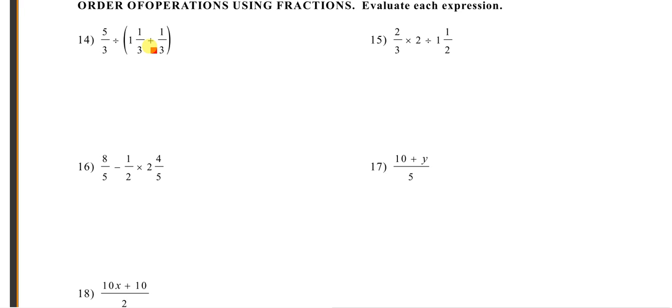So let's go ahead and start this. So this is going to be 5/3. I'm going to change anything that's a mixed number into an improper fraction. So that would be 3 times 1 is 3 plus 4 is 4/3.